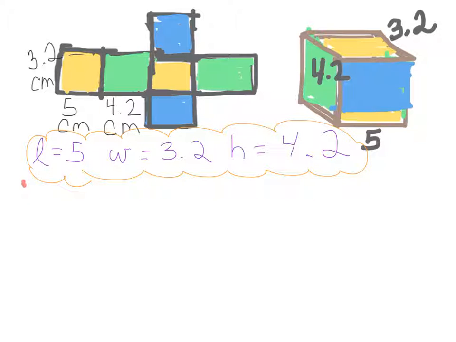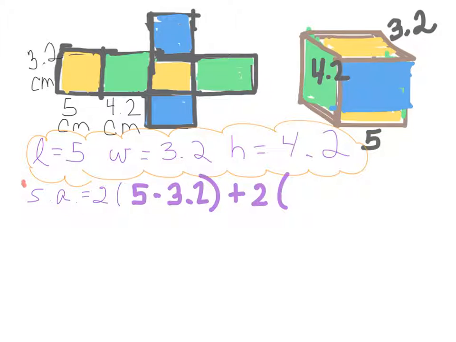So let's plug these into our formula for the surface area. Surface area is going to equal 2 times length times width. Remember, our length is going to be 5 and our width is going to be 3.2. So that's going to be 2 times the product of 5 times 3.2. Then we're going to add 2 times the product of length times height. Length times height. So that's going to be 5 times 4.2.